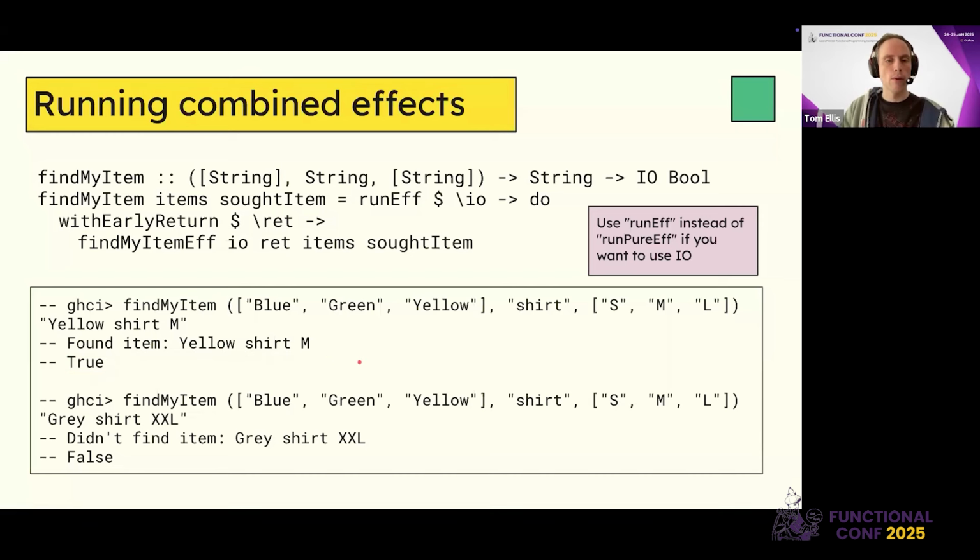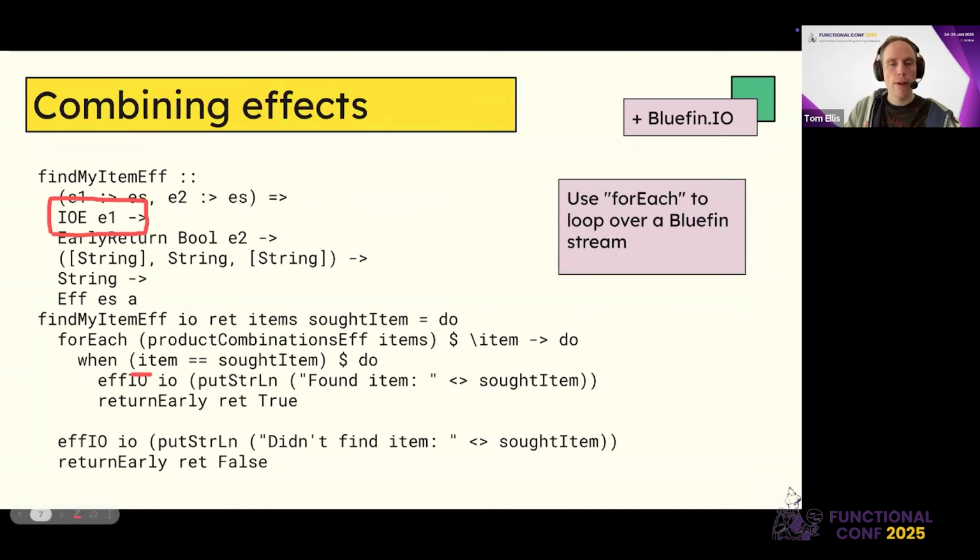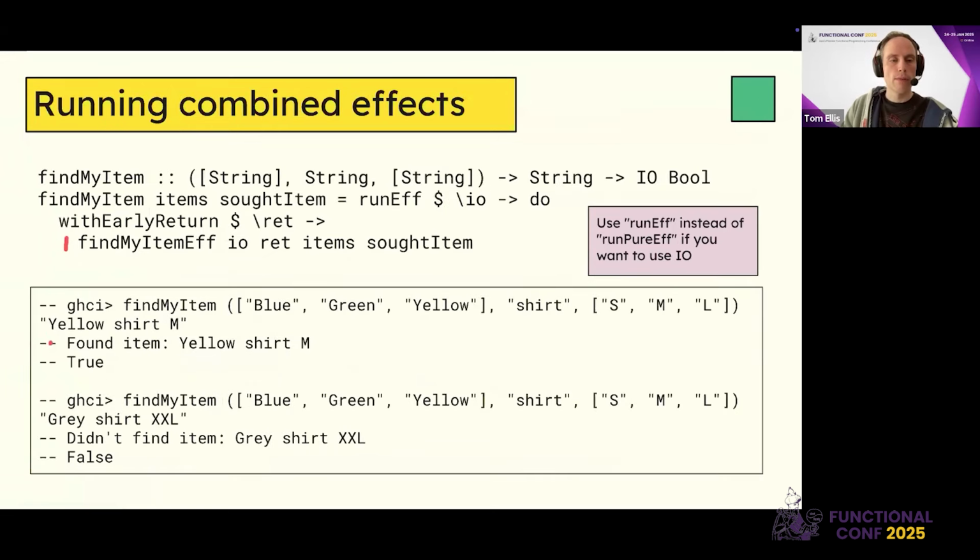So if we go back to find my item f, which is how this function was implemented, we can just refresh our memory. When the item that we were looking at as we were iterating was actually the one that we were seeking, then what it does is it prints out that it found the item, and then it returns early saying true. So that's what's happened here. It's printed out that it's found the item, and it's returned early saying true.